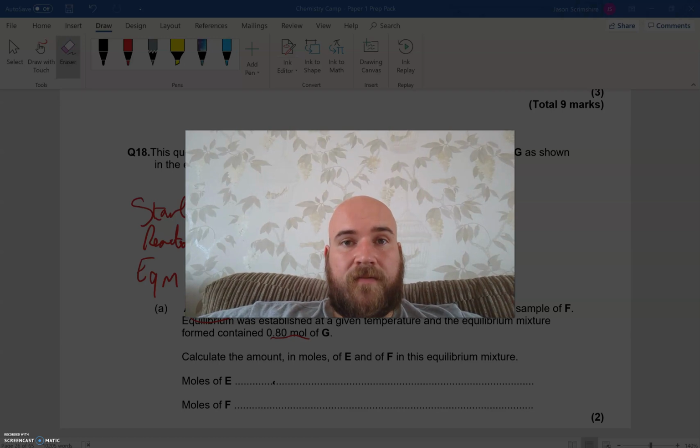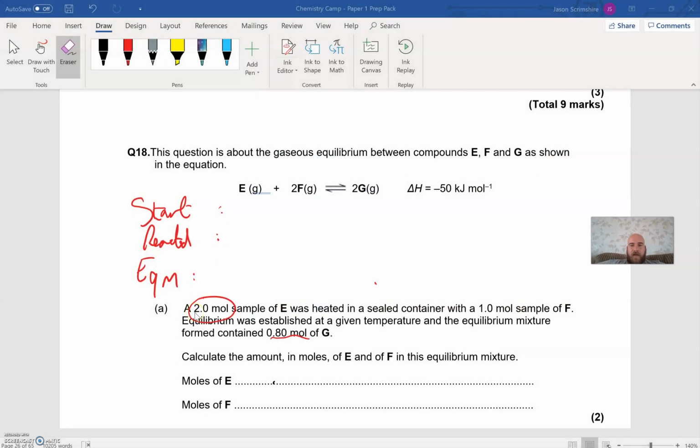Okay, folks, some people have asked for me to do a bit of a walkthrough of question 18 of your paper 1 preparation pack, which is about equilibrium. So I thought I'd do a quick walkthrough and share it with all of you. We're asked to work out the number of moles of E and the number of moles of F at equilibrium. So, there we go.